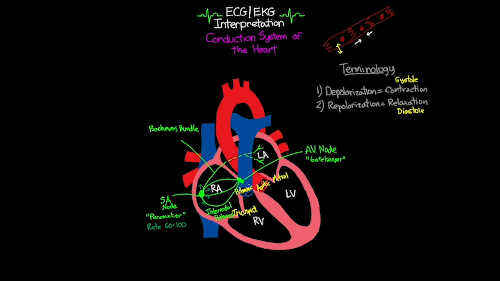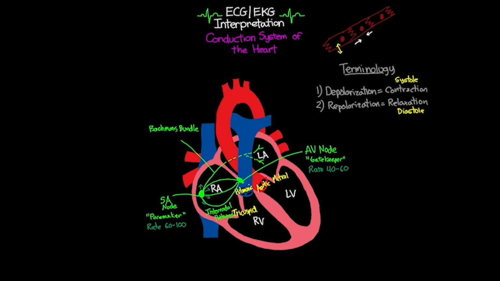Now, the cells that make up the AV node, they're actually pretty specialized cells too, and they have that same automaticity that the cells in the SA node have as well, although these ones fire at a slightly different rate. So in the off chance that they aren't receiving signal from the SA node, they can fire with their own intrinsic rate of 40 to 60.